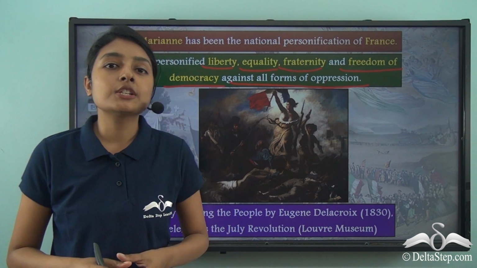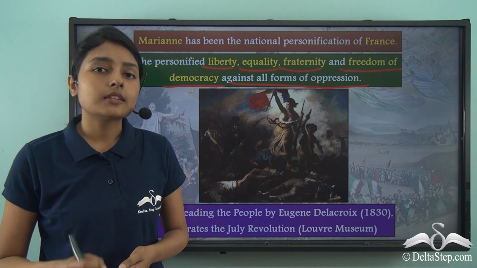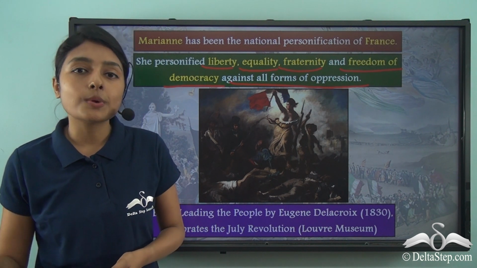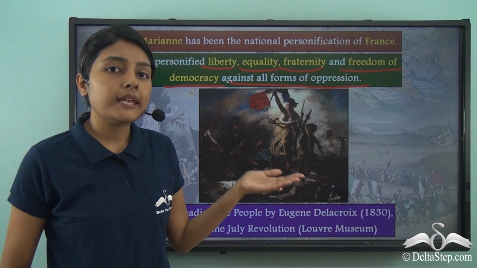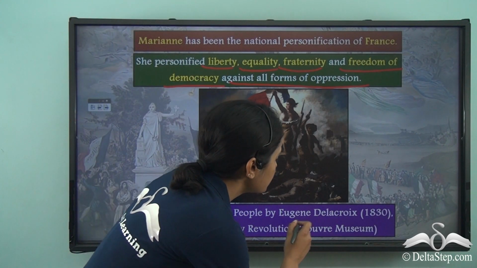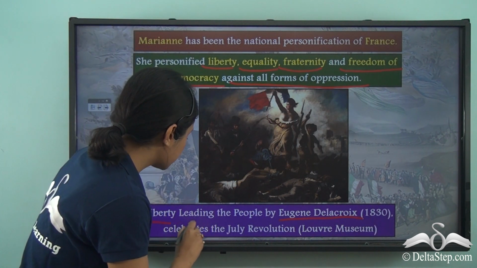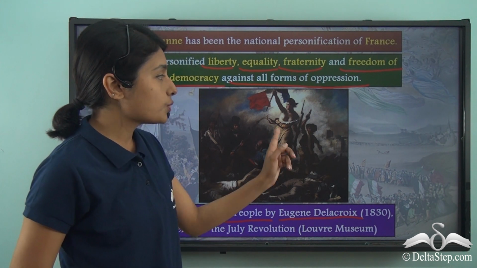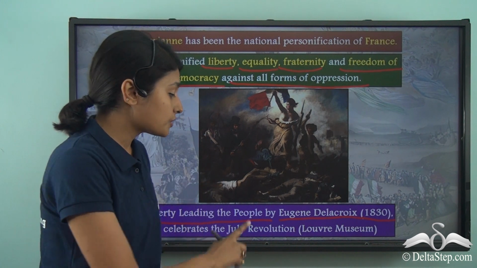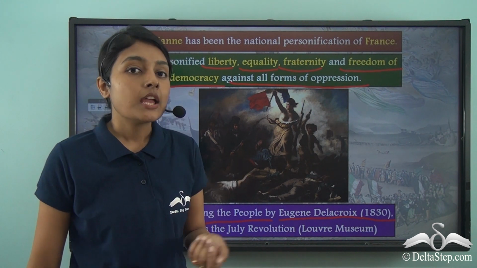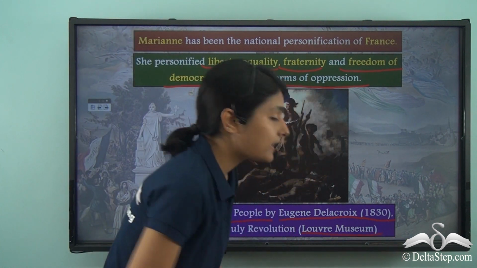Now, Marianne has been shown as wearing the red Phrygian cap and carrying the blue, white and red flag of the French Revolution. Here we have a painting by the French painter Eugene Delacroix, and this painting is called Liberty Leading the People. It was painted in the year 1830 in order to celebrate the July Revolution of 1830. This painting could be found in the Louvre Museum in Paris.